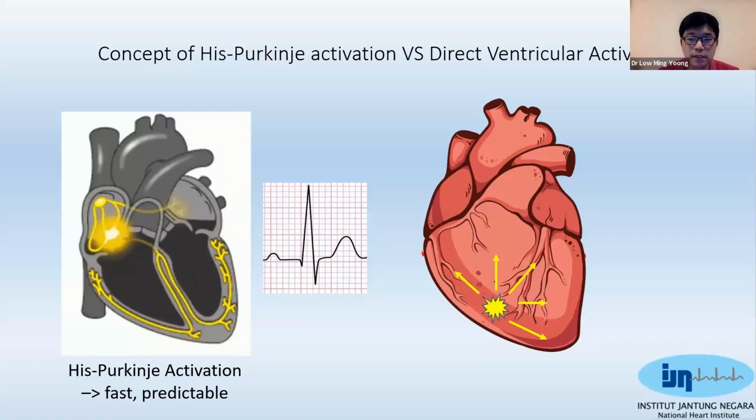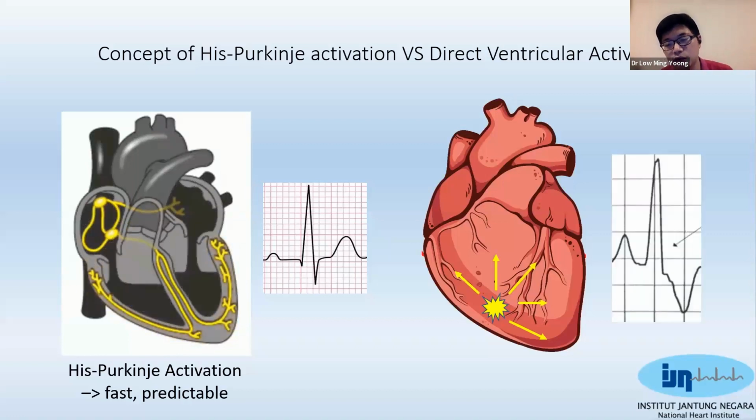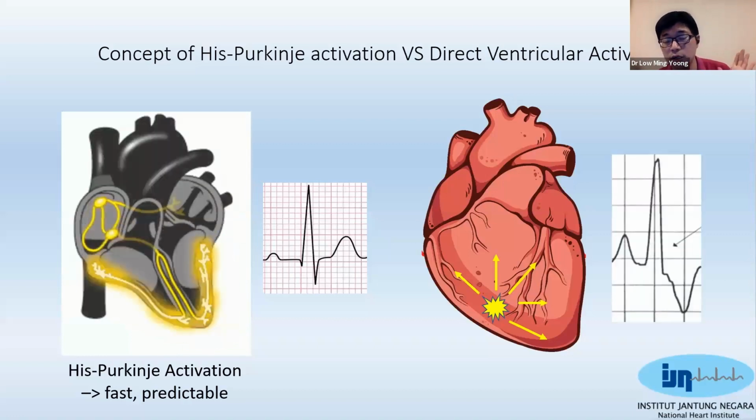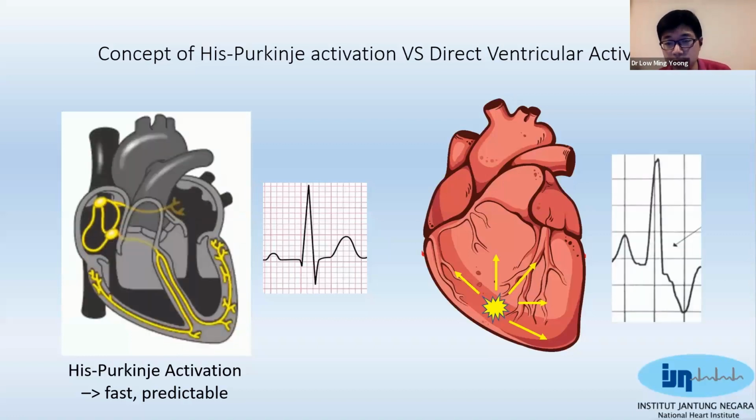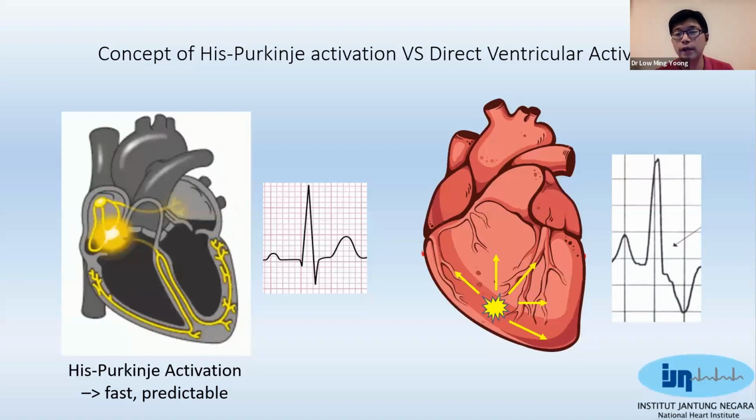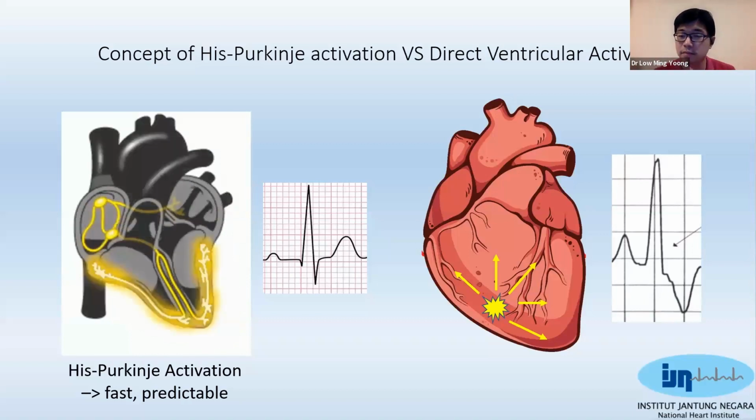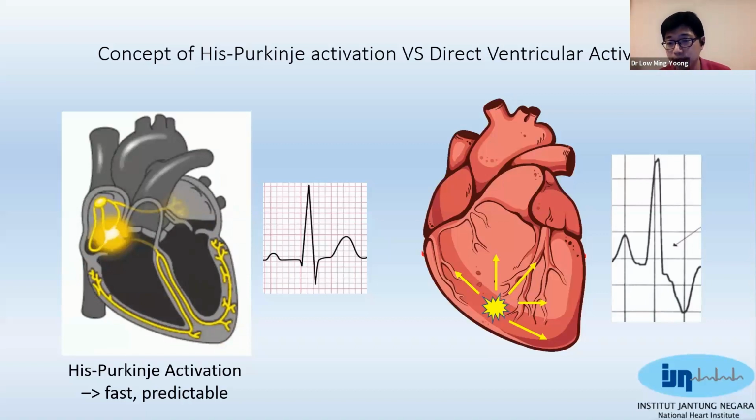That is why in a PVC the complex is very big, because there is no net canceling force. In a normal sinus rhythm, you have canceling forces. That means one to the left, one to the right. So you get smaller complexes. But PVC, no. That's why PVC is very big.